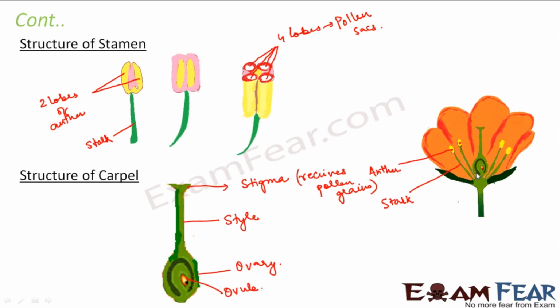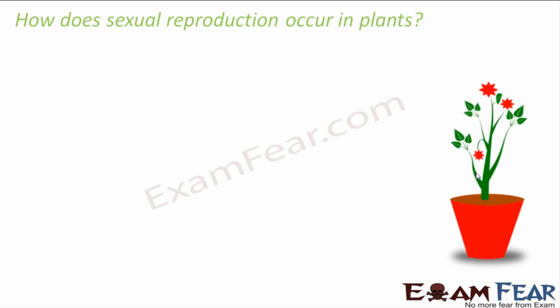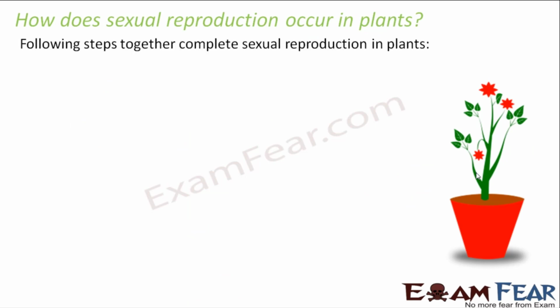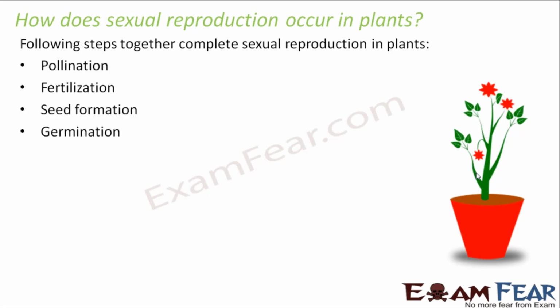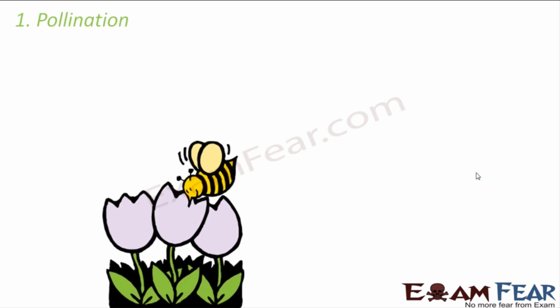Now we will see what the different steps involved in sexual reproduction in plants are. The following steps together constitute complete sexual reproduction in plants: pollination, fertilization, seed formation, and germination. These 4 steps taken together complete the entire reproduction cycle in plants. Now we will discuss each of these steps in detail one by one. So we will start with pollination.